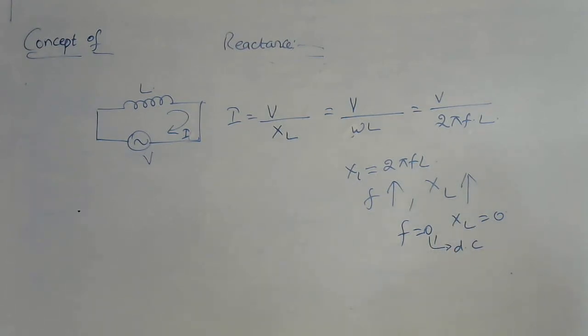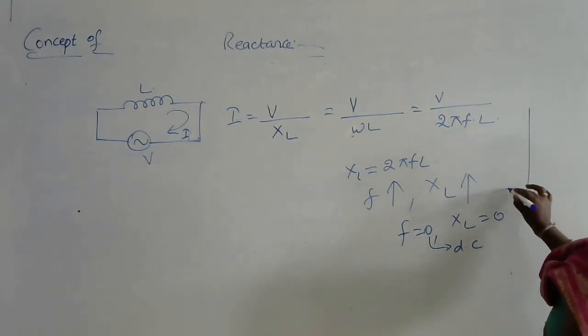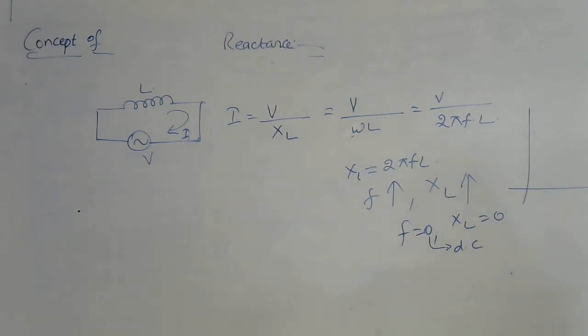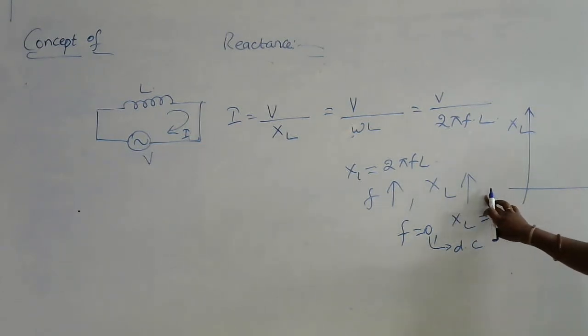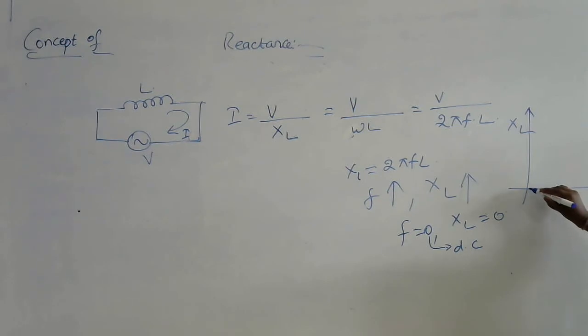Similarly, if we want to draw the frequency response curve for this inductance, that is XL versus frequency. Here this is XL and this is frequency. As frequency is increasing, XL also increases. So it is directly proportional with respect to the frequency.